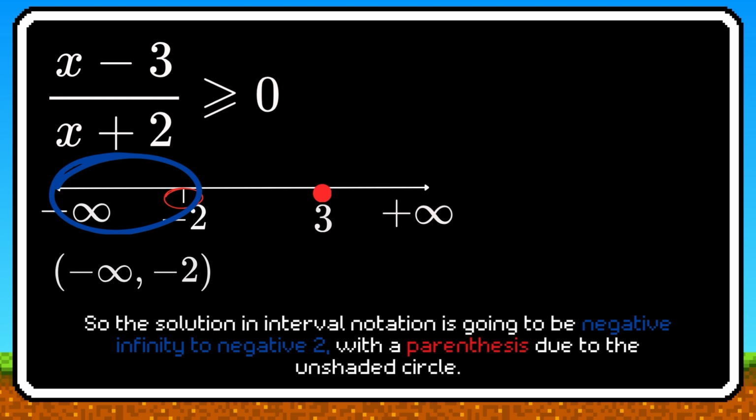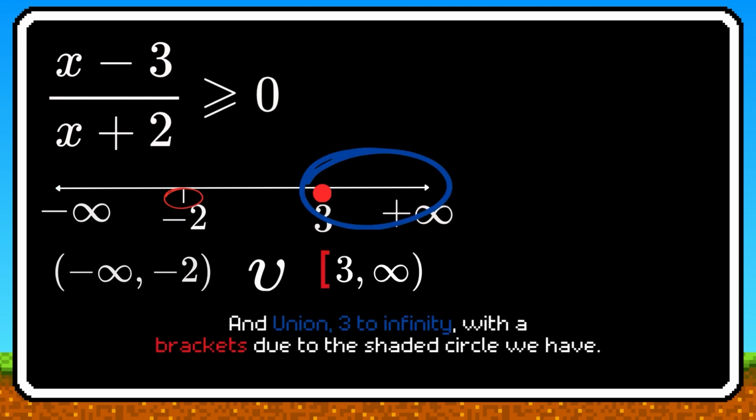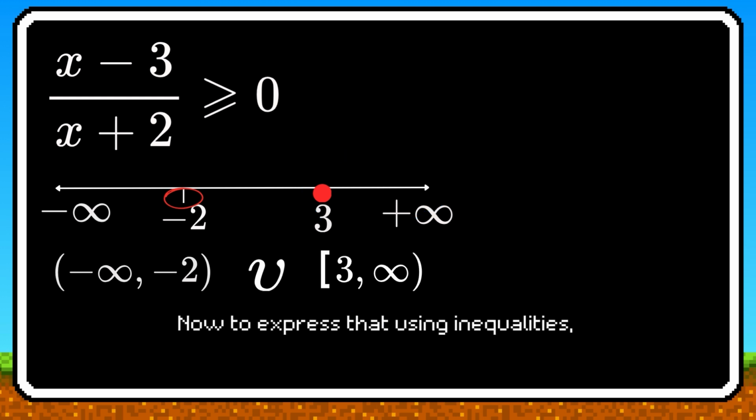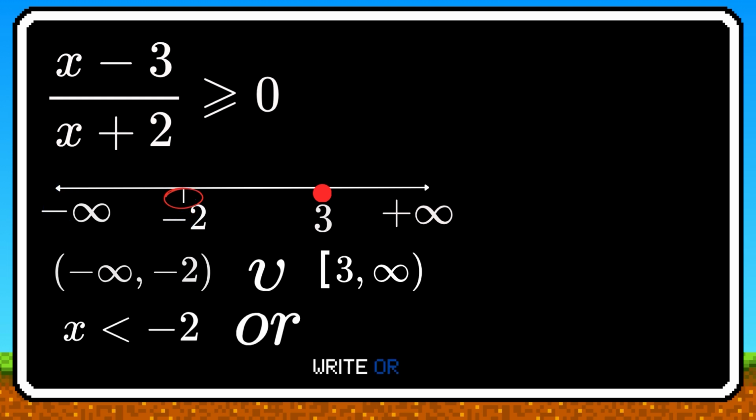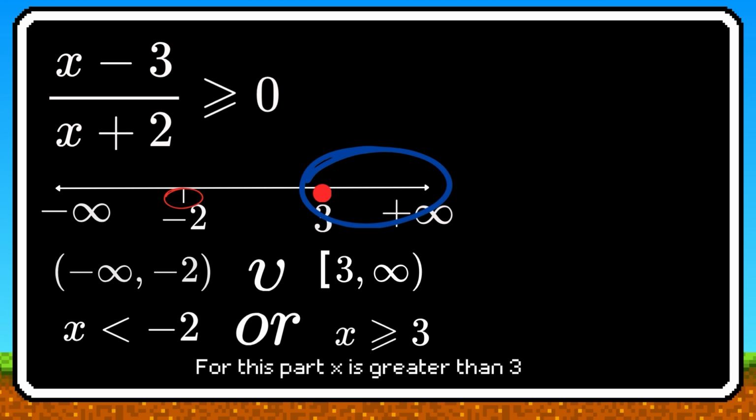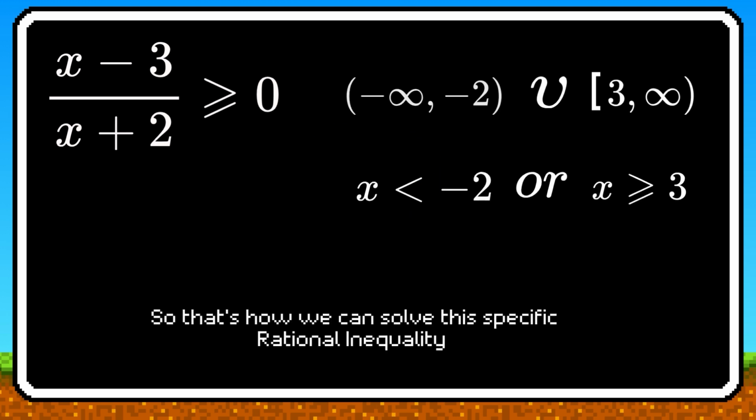So the solution in interval notation is going to be negative infinity to negative 2 with a parenthesis due to the unshaded circle, and union 3 to infinity with the bracket due to the shaded circle we have. Now to express that using inequalities. For this part, x is less than negative 2, right? Or for this part, x is greater than 3. So that's how we can solve this specific rational inequality.